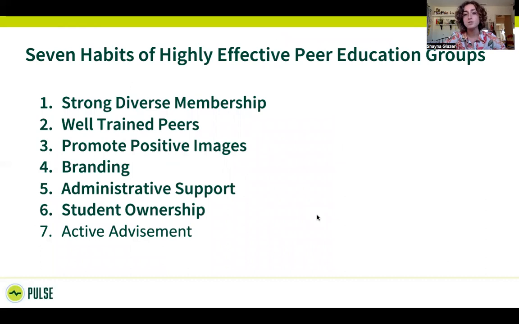Okay, now that we understand better how groups are formed, let's learn about the 7 habits of highly effective groups so that we may better work as a cohesive and productive program. We'll review the benefits of strong membership, creating well-trained peers, promoting positive images, good branding, administrative support, student ownership, and active advisement.